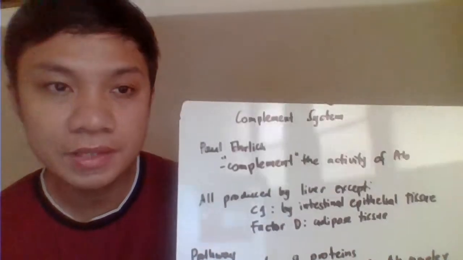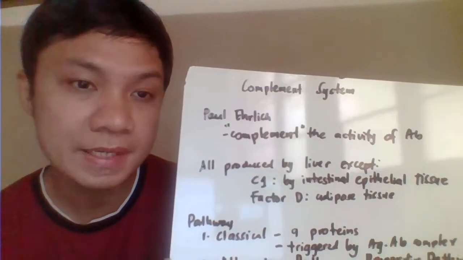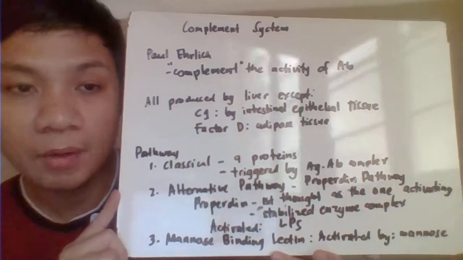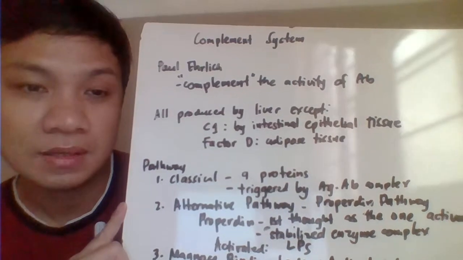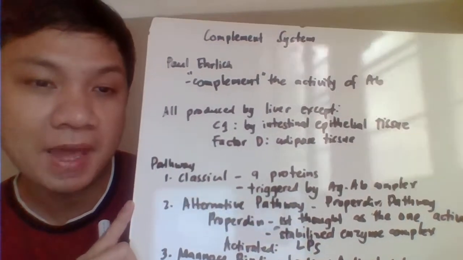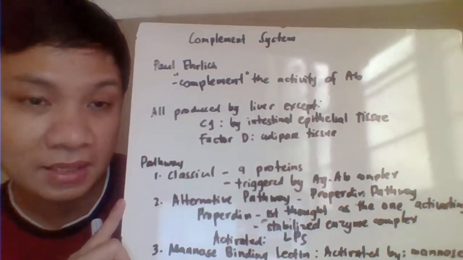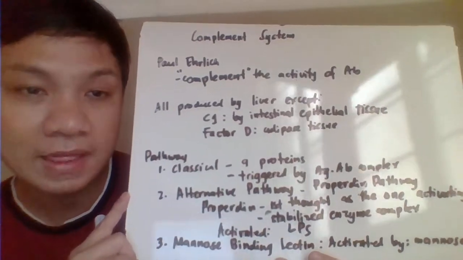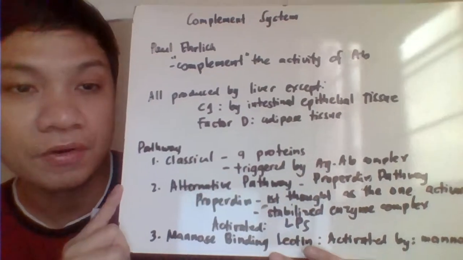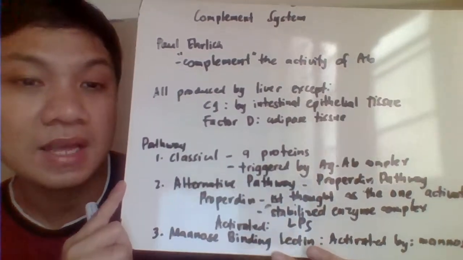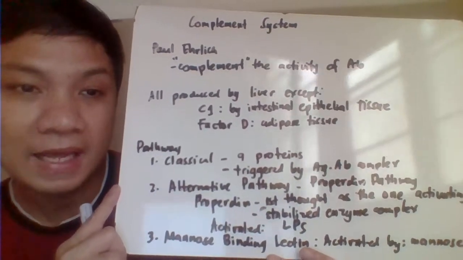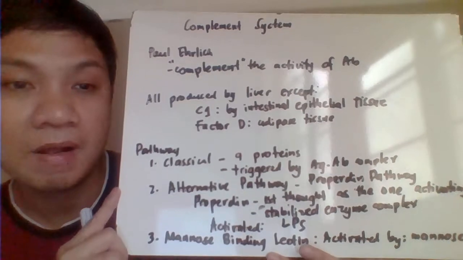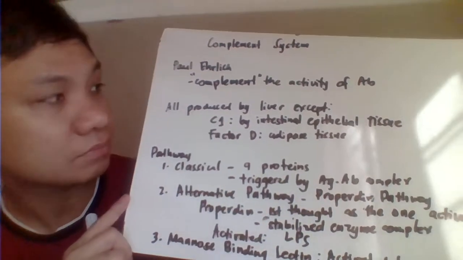Okay, so we're going to discuss today the complement system. Our complement system was discovered by Paul Ehrlich. It's called the complement because it complements the activity of your antibody in the elimination of foreign antigen inside our body. It also helps as our defense against the removal of pathogens that enter our body.